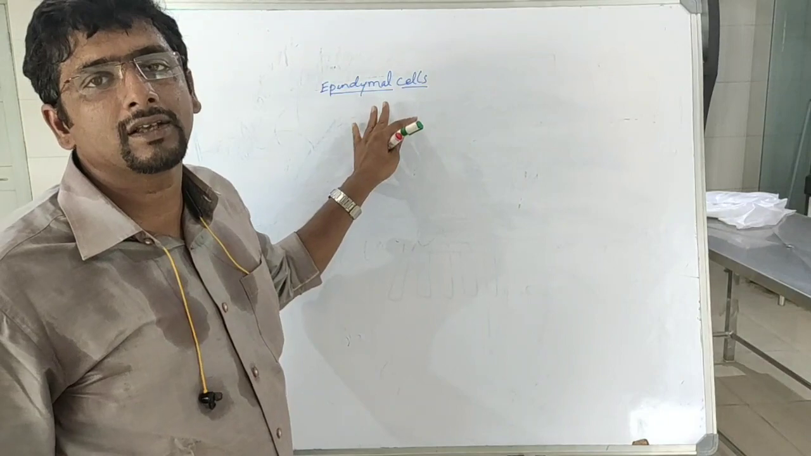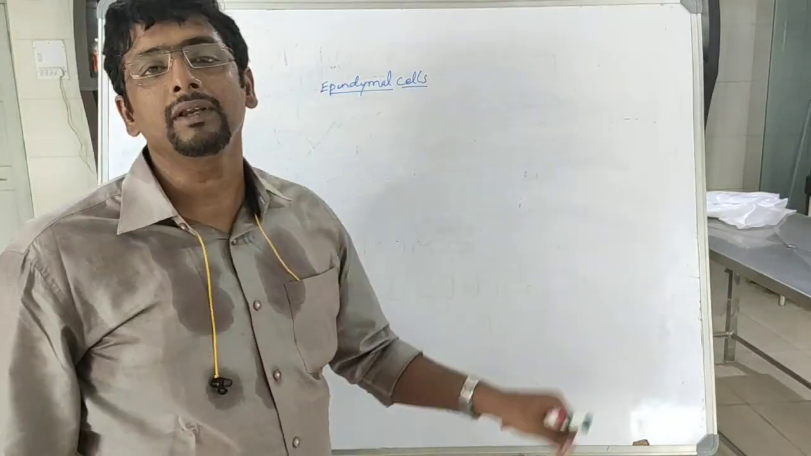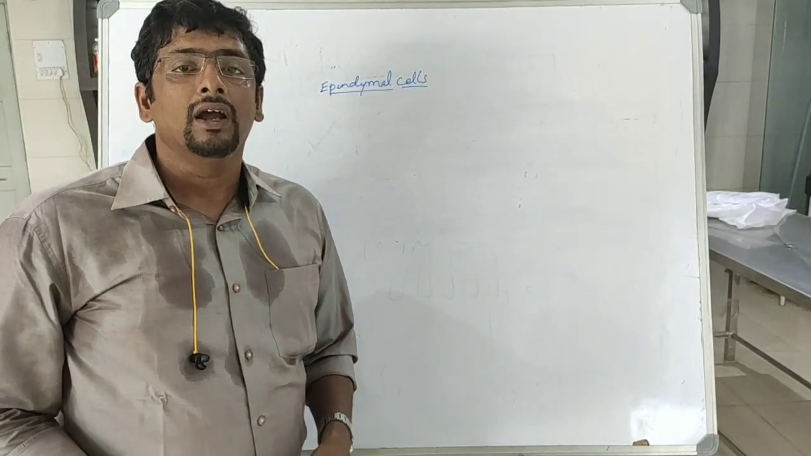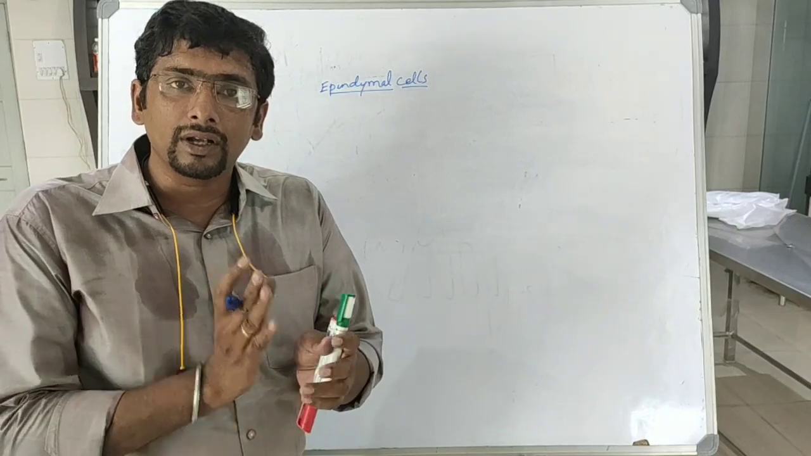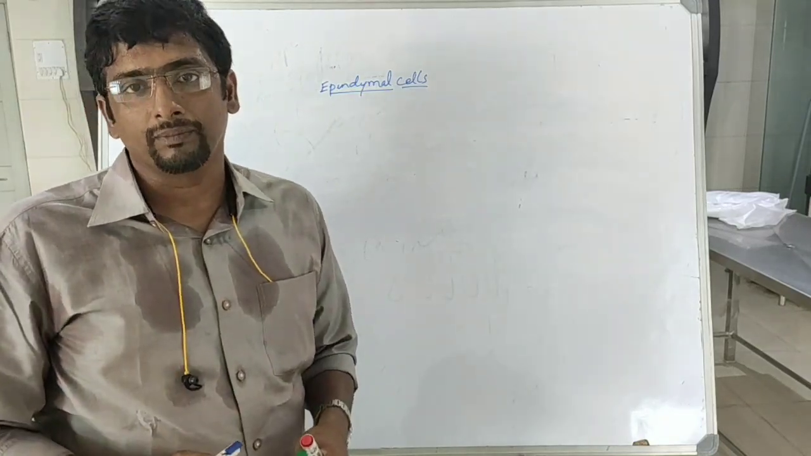Now the third macroglia is the ependymal cells. Ependymal cells are present in the CNS and they form the inner cellular wall layer of the ventricles.